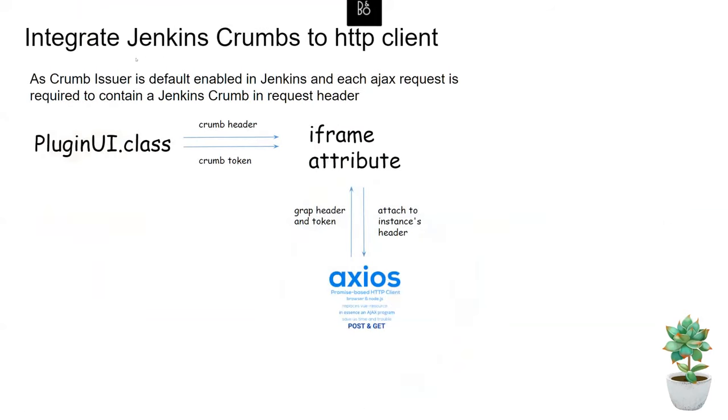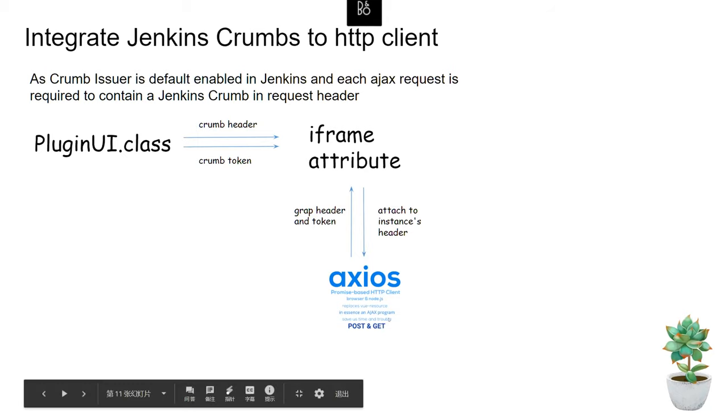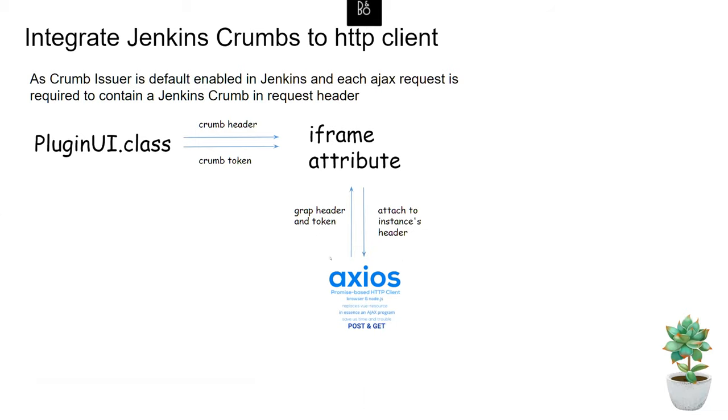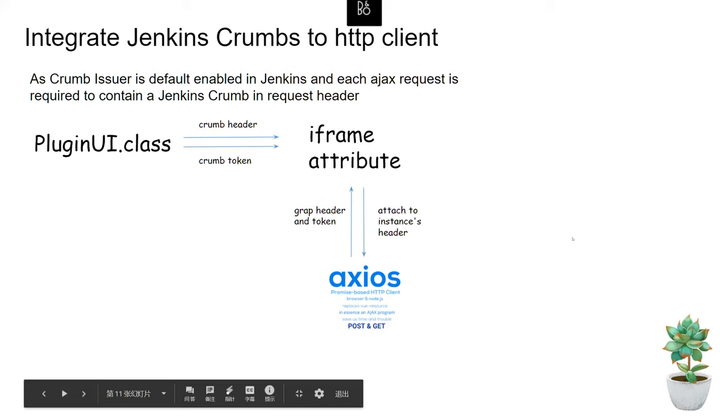Then this template also has integrated the Jenkins crumb into the HTTP client, as the CSRF protection is enabled by default in Jenkins to prevent cross-site requests, and each AJAX request is required to contain a Jenkins crumb in the request header. And we use the plugin UI to render the Jelly, and it sets the crumb header and crumb token to the iframe. And then the Axios instance inside the React project can grab the header and the token, and then attach them to each request header. And then we can make any request we want.